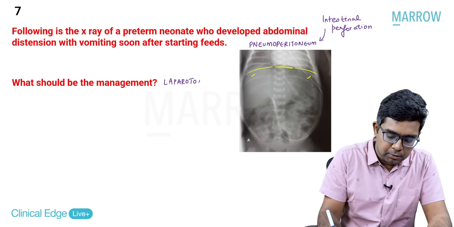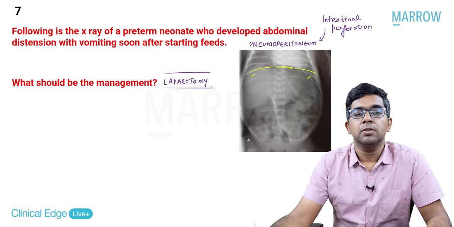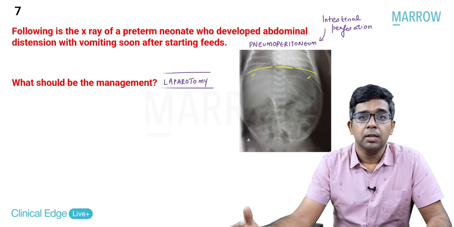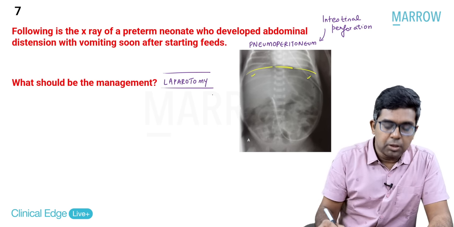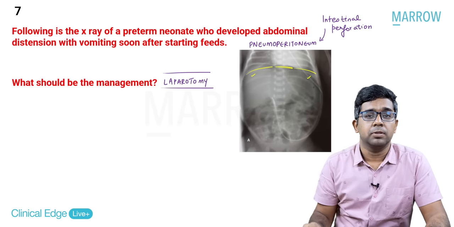You have to manage the child with laparotomy. And depending on the findings, you have to decide accordingly. For example, intestinal resection and reanastomosis may be required in the perforated area. So at this time, it should be surgical management, and the management of choice is laparotomy and proceeding further.